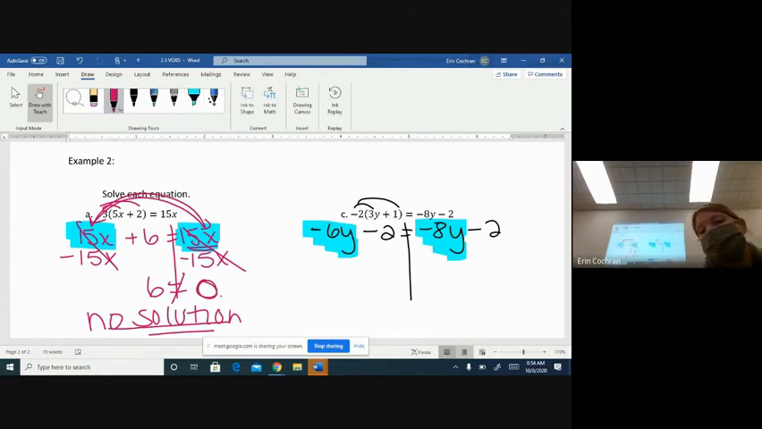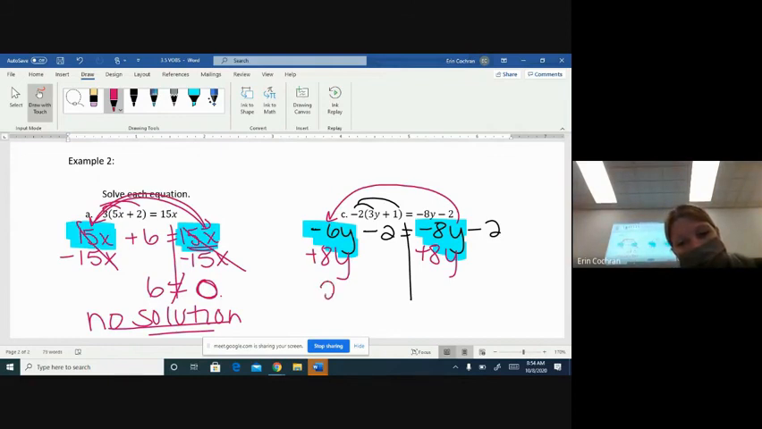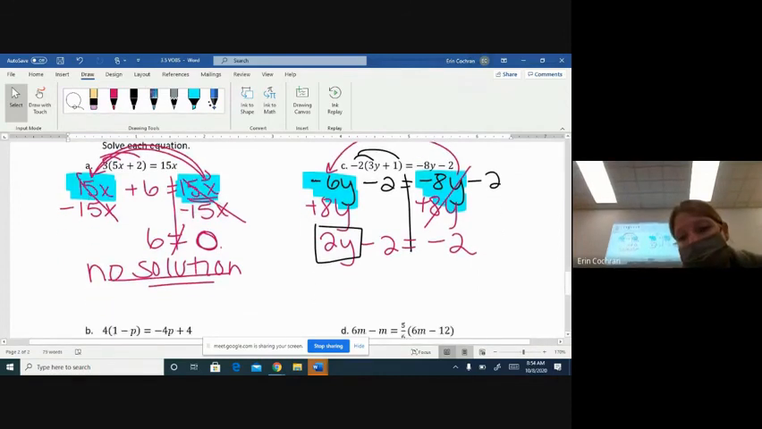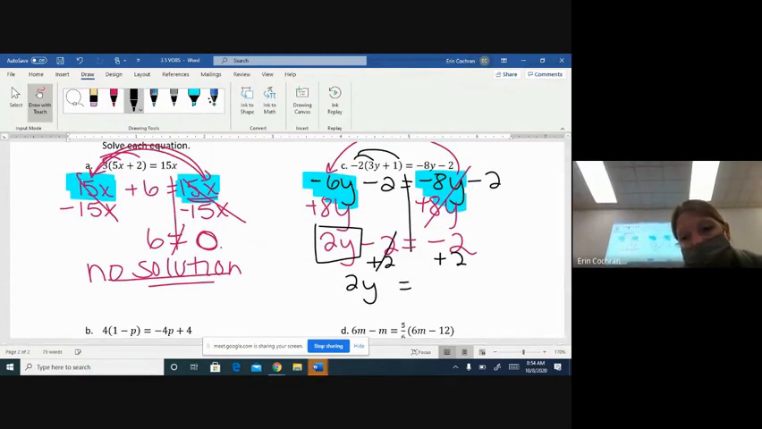So let's go ahead and move this 8y over. So how would I move that 8y over? I would add it because it's negative, right? What is negative 6y plus 8y? Try that again. Negative 6 plus 8? Positive 2, right? What's negative 8y plus 8y? 0. And then I'm left with negative 2. All right. Solving for this 2y, how do I move a minus 2 over? I would add 2, yeah. So I have 2y equals 0.